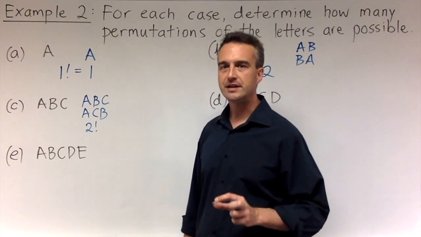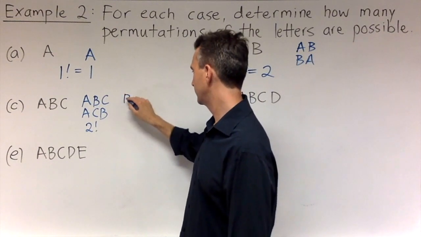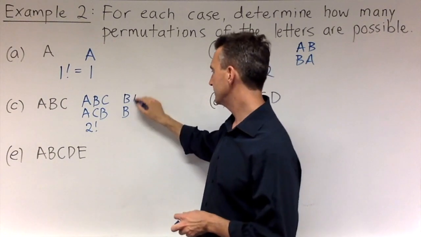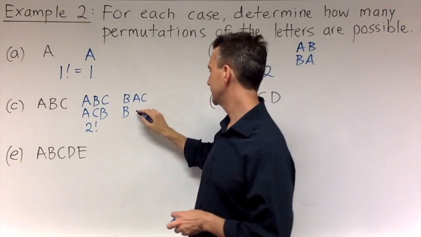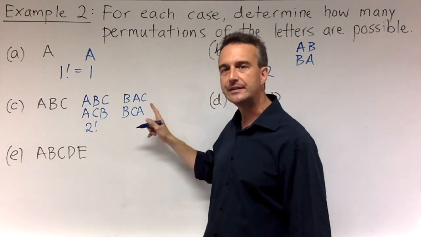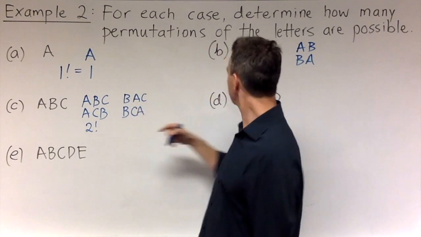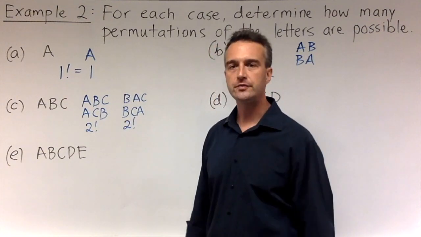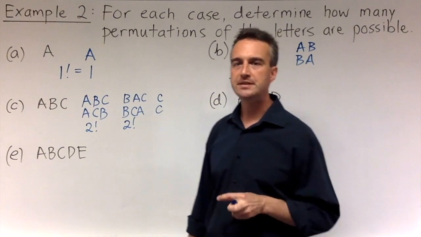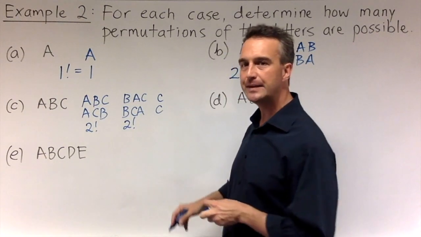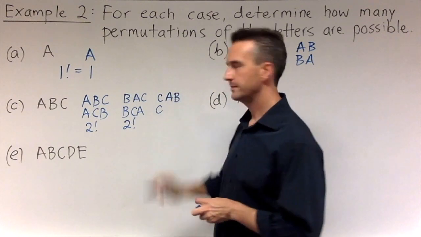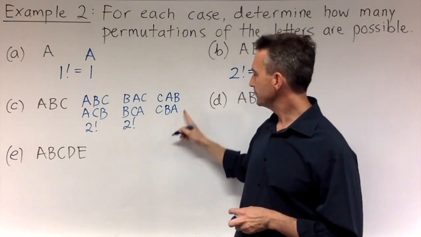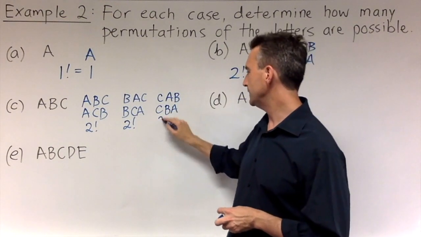Now let's try the permutation starting with B. There will be 2 of these as well, B, A, C, and B, C, A. So B, and then permutate the 2 letters following it, which is just like our answer for B. 2 factorial for that as well. And the final 2, the permutations starting with C. C, A, B, and C, B, A. C, and then the permutations of the 2 letters following it, which would be factorial 2.